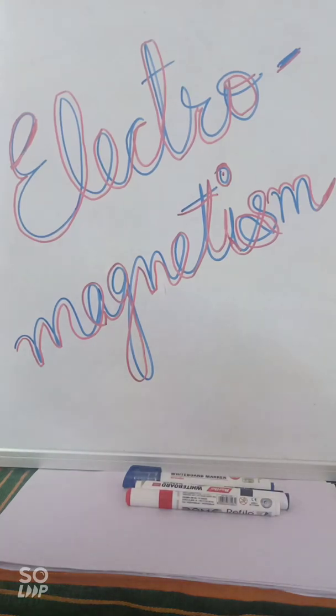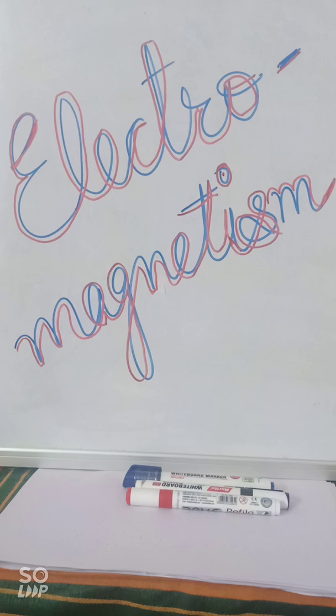So welcome, all of you, to the second video of electromagnetism. In the previous video, we discussed Oersted's experiment and the right-hand thumb rule, and we even discussed the properties of magnetic field lines. So now in this video, we will be discussing the magnetic field due to current in a loop. We'll be discussing the clock rule.